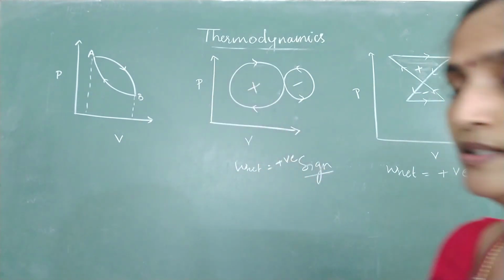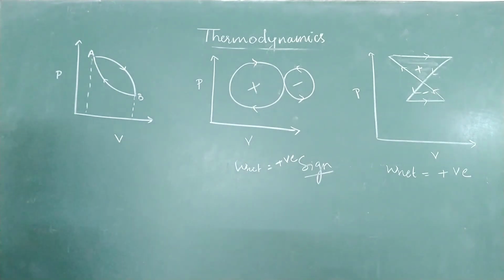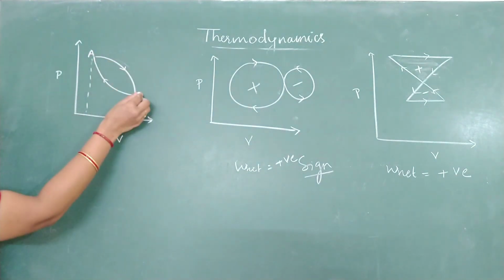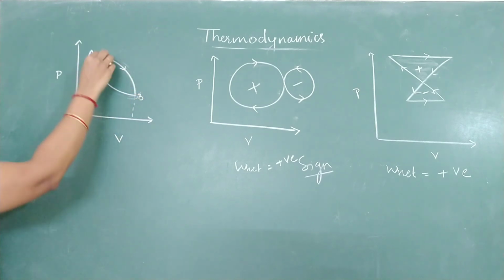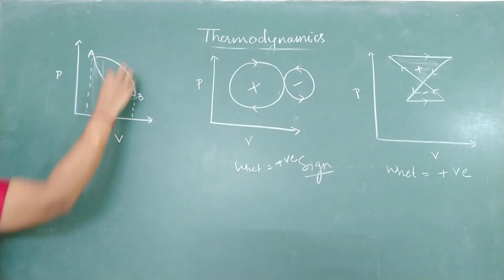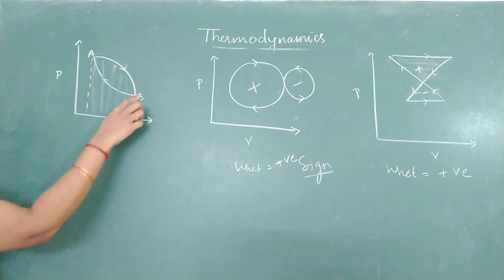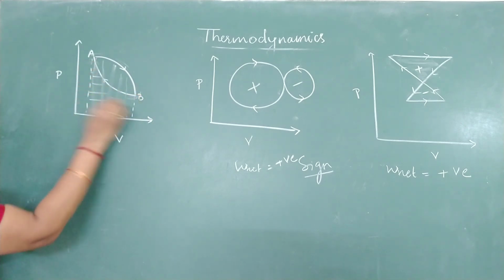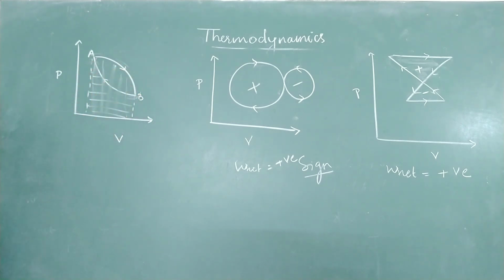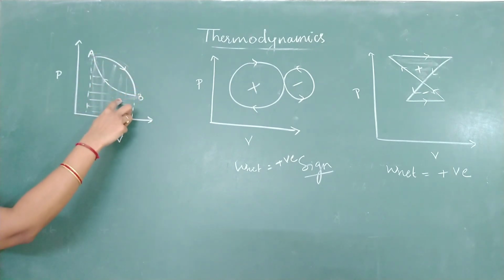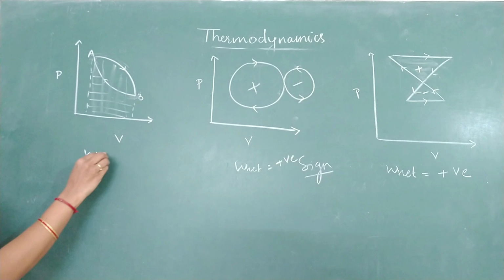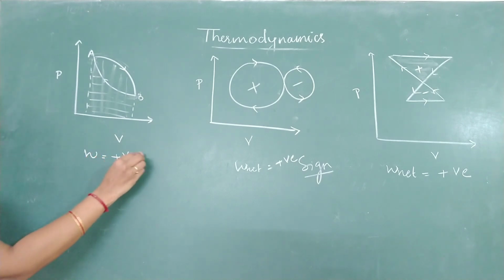Look at that example. It's a cyclic process again. A to B, B to A. See, A to B, this is the whole area enclosed. B to A, only this is the area. Positive area is more, negative area is less. Or just see, is it a clockwise or anti-clockwise cycle? Clockwise. So as long as it is clockwise, your work done will be positive.